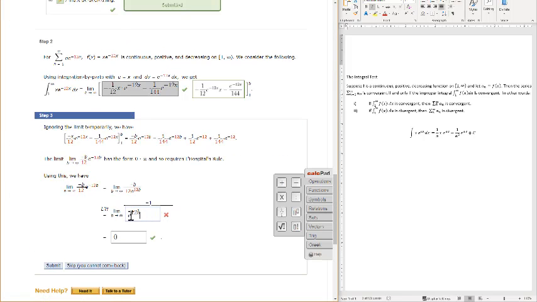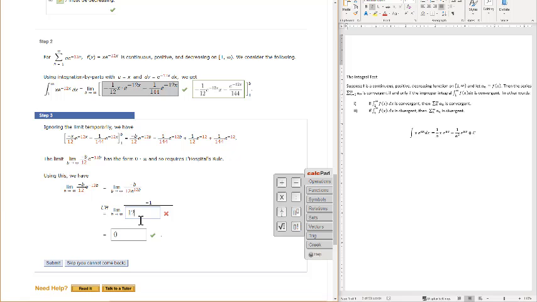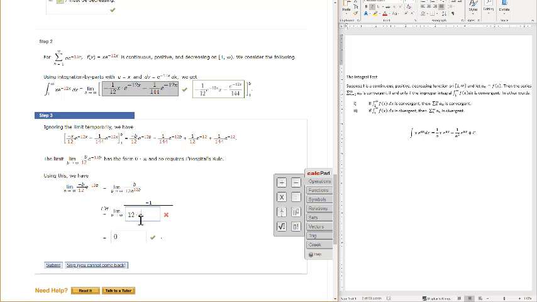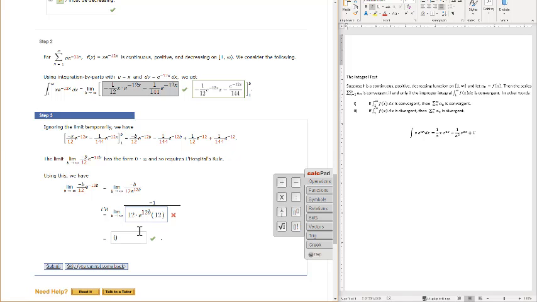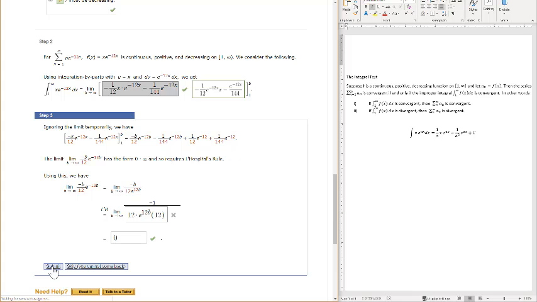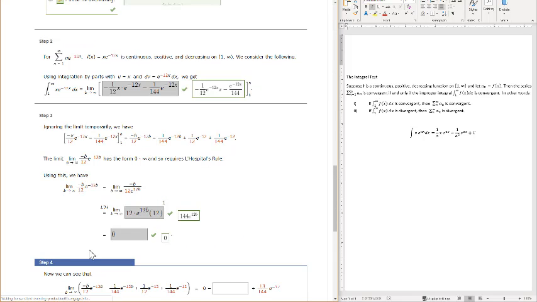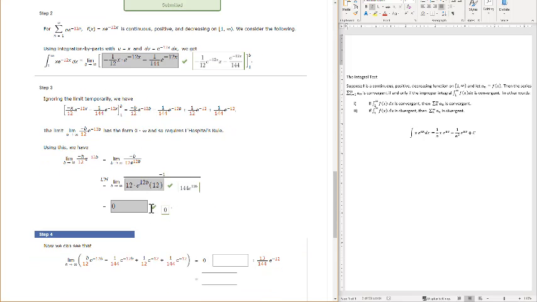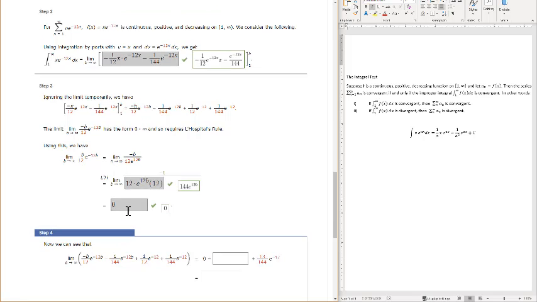Oh, looks like we got this incorrect. Let's take the derivative of this carefully. We would have a 12, and then, oh, I took the integral instead of the derivative. So that's e to the 12b, and then times 12. So it should have been 144 e to the 12b. In any case, it's still going to go to 0. And so we got this thing to go to 0.